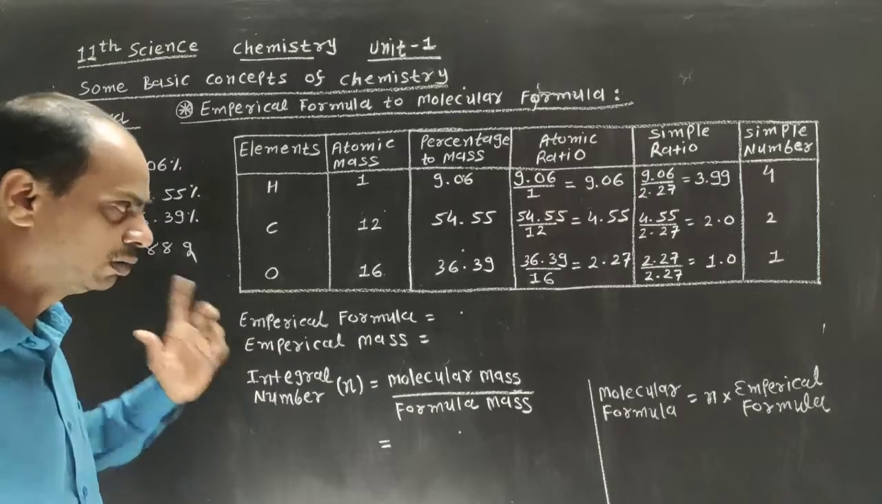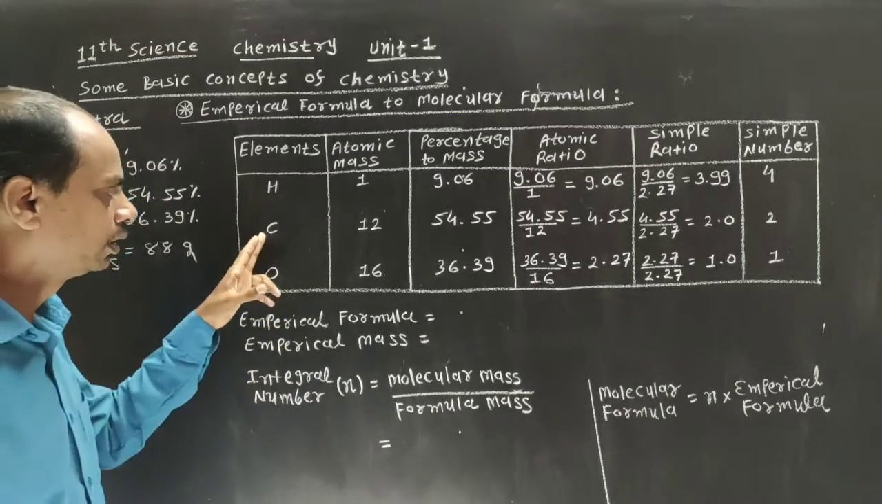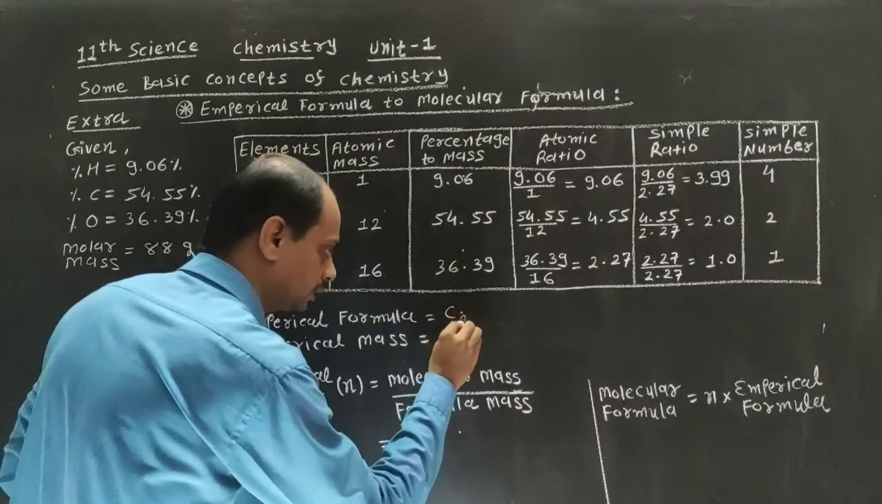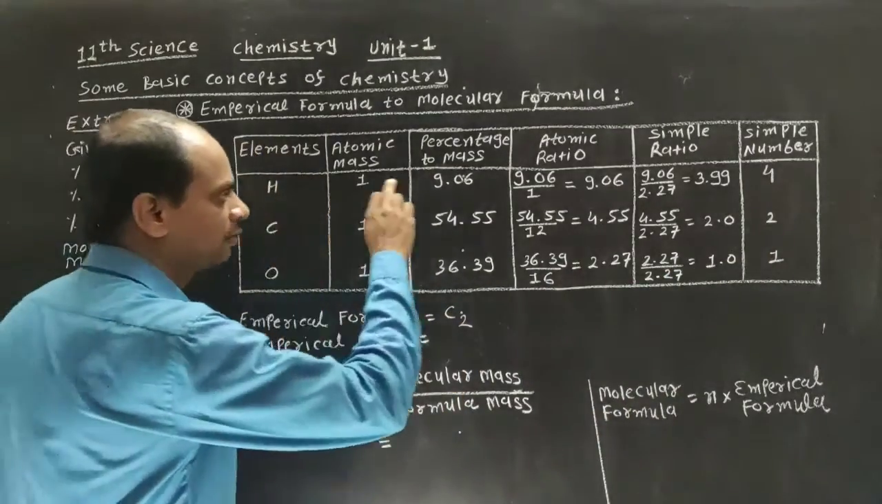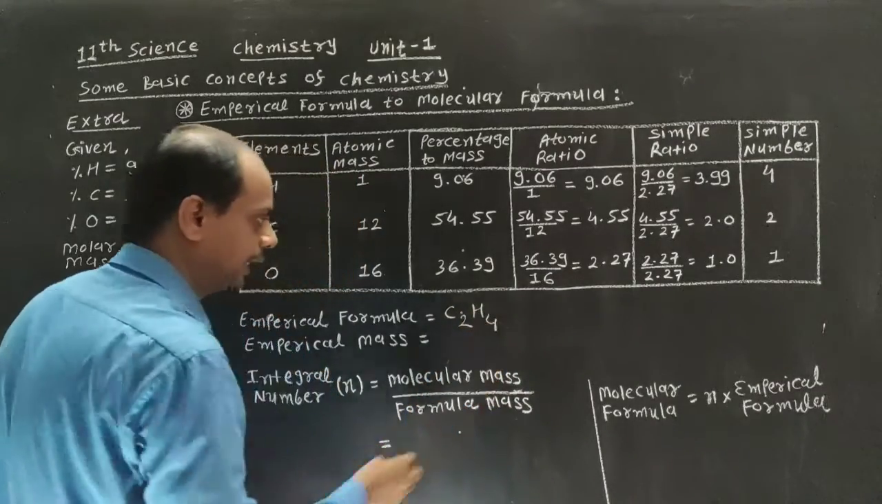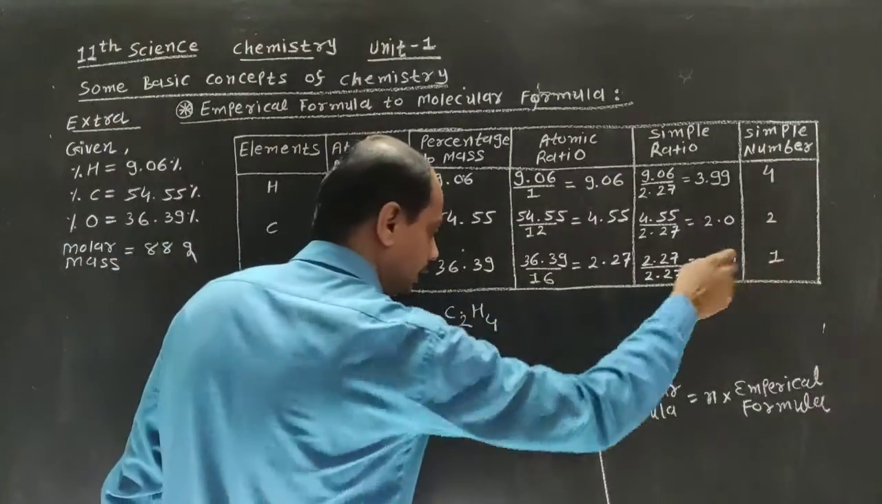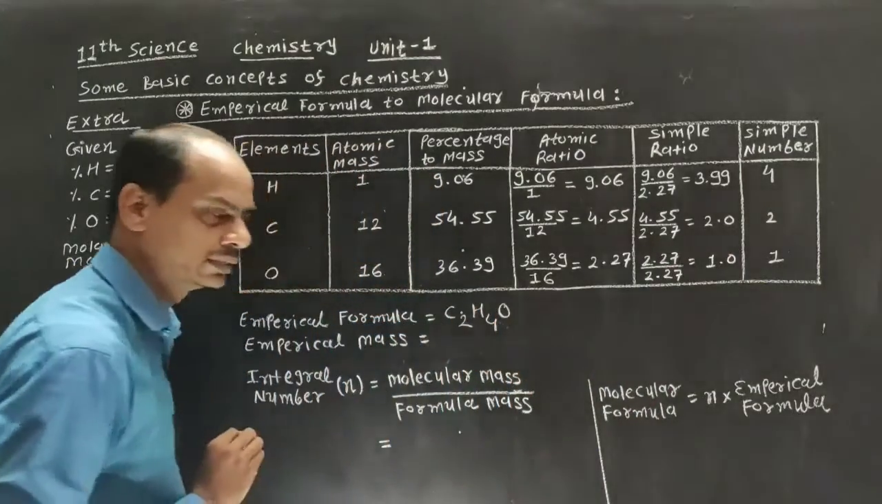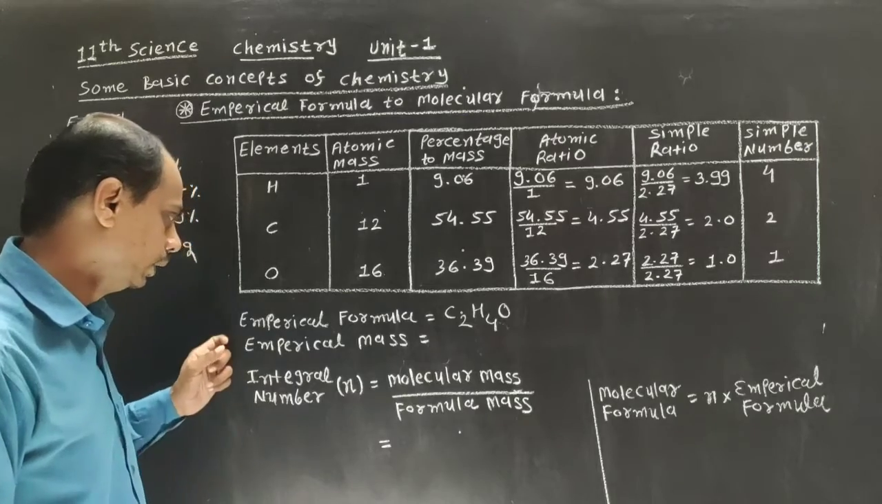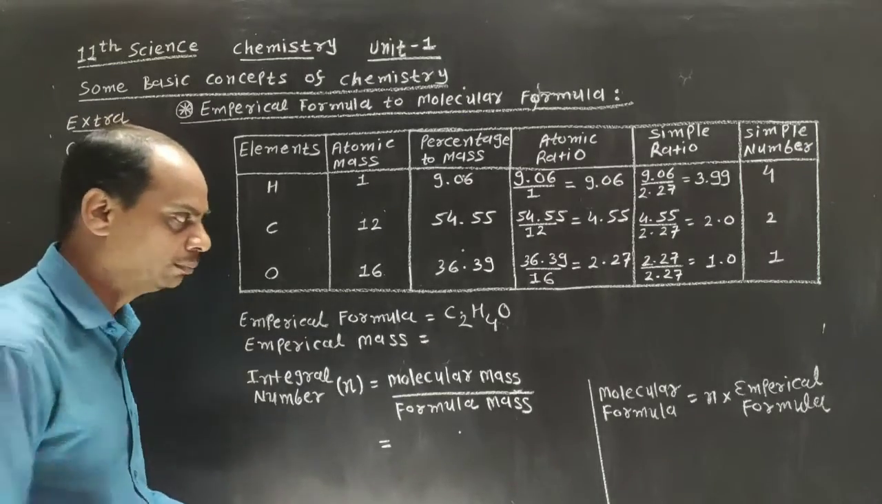Okay, empirical formula. The number of carbons we have is 2, so the formula is C2. The number of hydrogen atoms is 4, so the formula is H4. The number of oxygen atoms is 1, so here it is O. C2H4O. Now empirical mass. What is empirical mass?